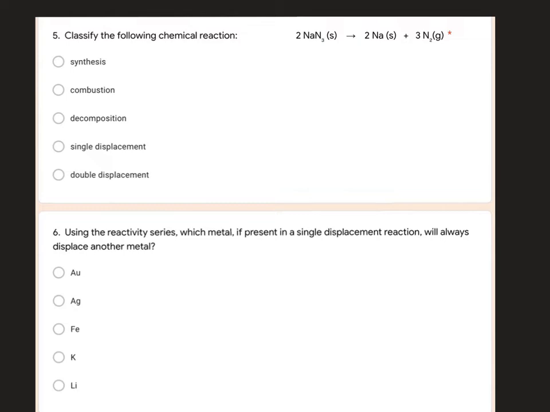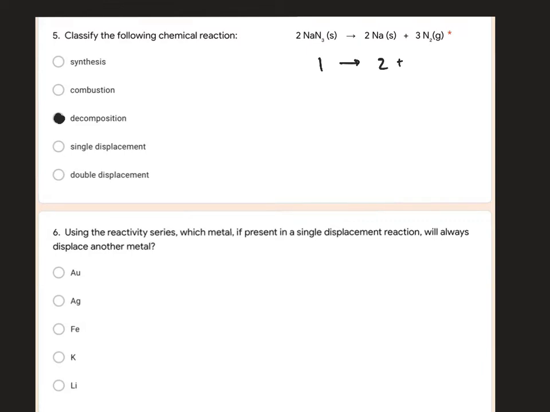Okay, question 5. Classifying the following chemical reaction. You've got 2NaN3 going into Na plus N2. Here you have one thing breaking apart into two or more things, right? You've got it breaking apart into sodium and nitrogen gas. That is going to be an example of decomposition, something breaking apart. So that would be your answer there for that one.